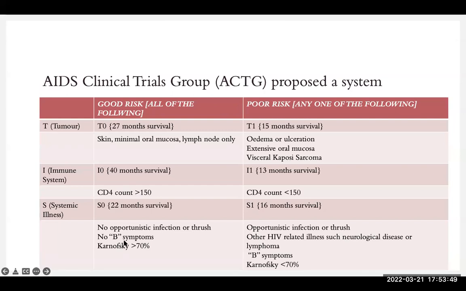And those are the B symptoms. If they don't, then they're in this group. If they do, then they're on this other side. Okay. Any opportunistic infection, then they're in the other group. Okay, because now we are worried. Now we are entering into AIDS. Okay, do they have any HIV related illness like neurological disease and lymphoma? If they do, then they're in the poor risk group.